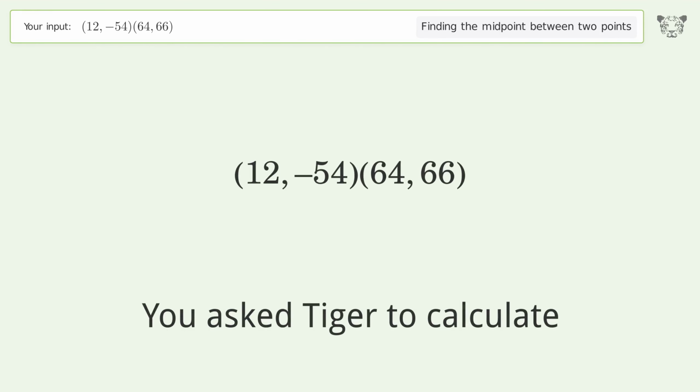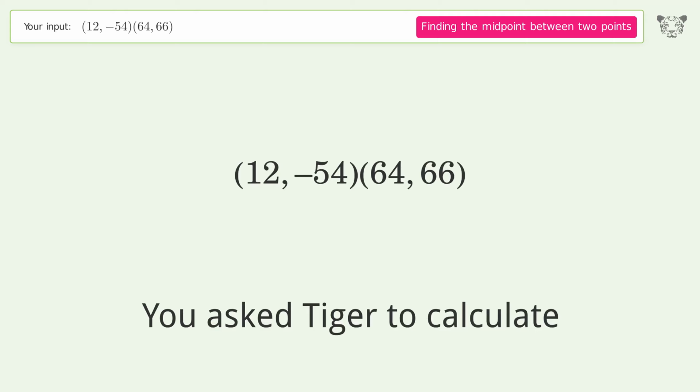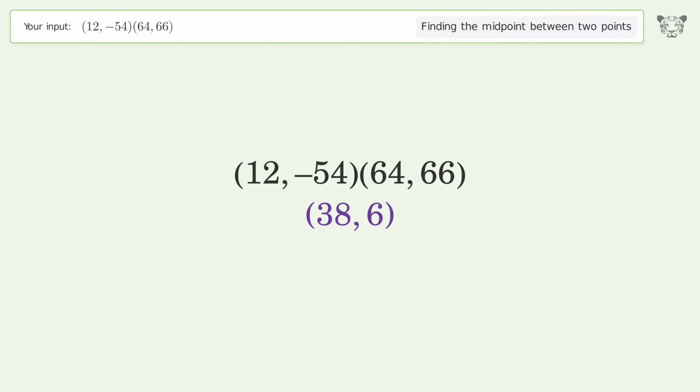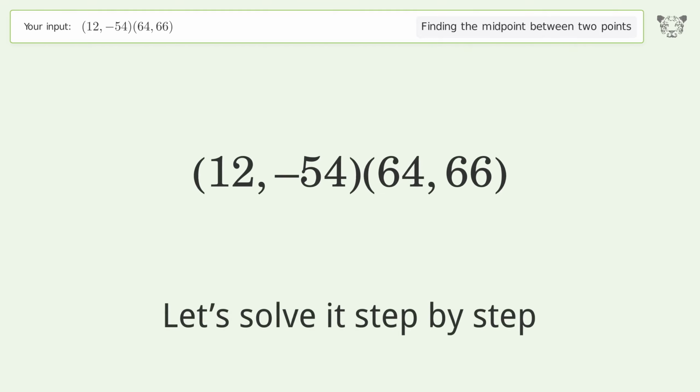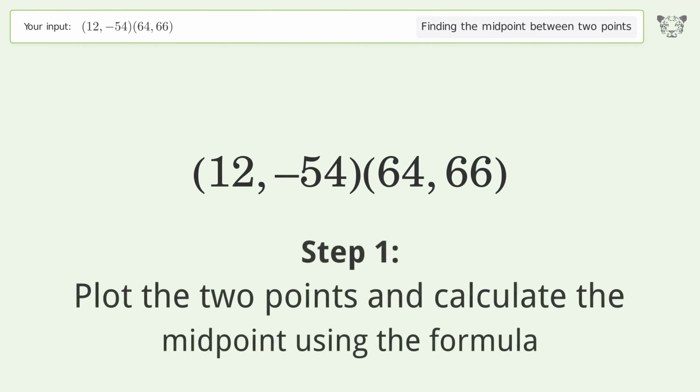You ask Tiger to calculate. This deals with finding the midpoint between 2 points. The midpoint between the 2 points is 38,6. Let's solve it step by step. Plot the 2 points and calculate the midpoint using the formula.